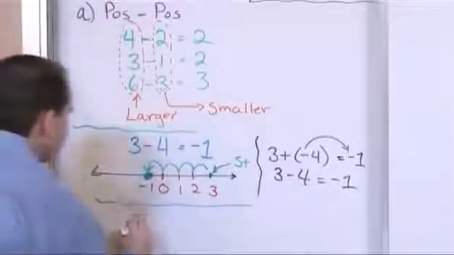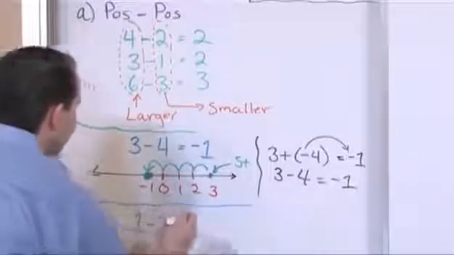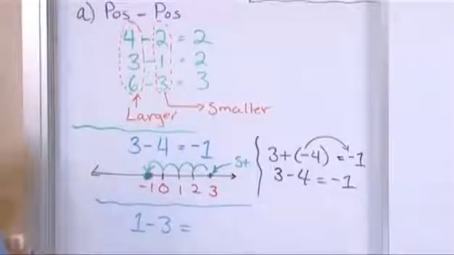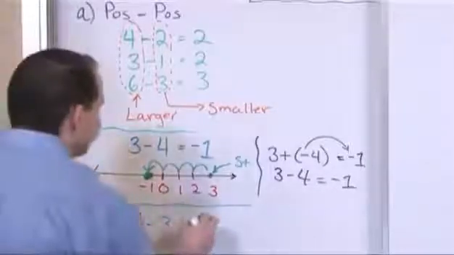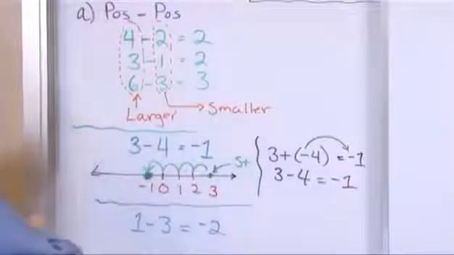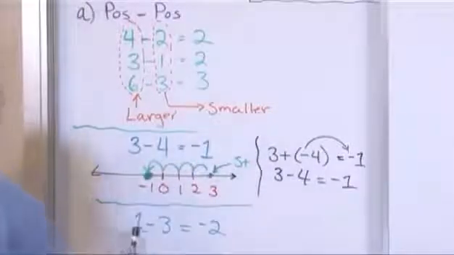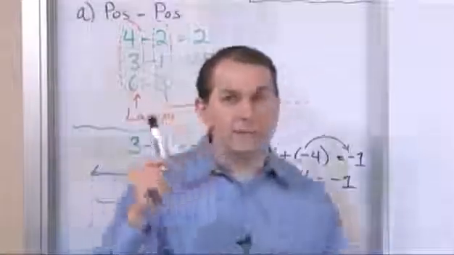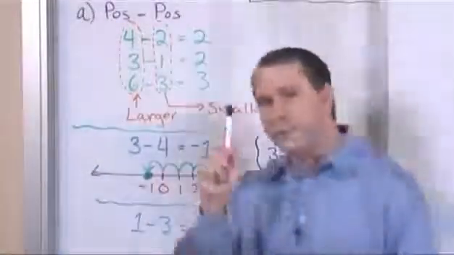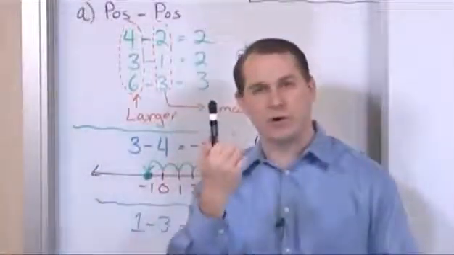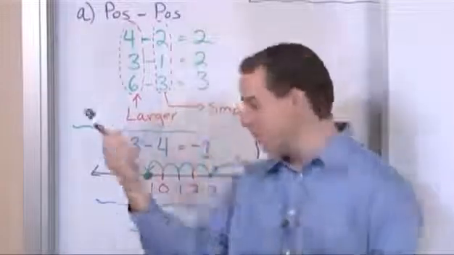Let's say I have 1 minus 3. What's that going to equal? Well, I'm going to tell you that it's going to equal -2, and then we'll talk about why. Because here I have 1 marker, right? And I'm trying to subtract from it 3 markers. But I don't have 3 markers, so I only have 1. So I subtract the 1.